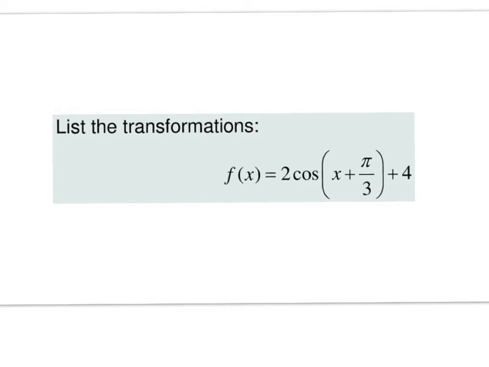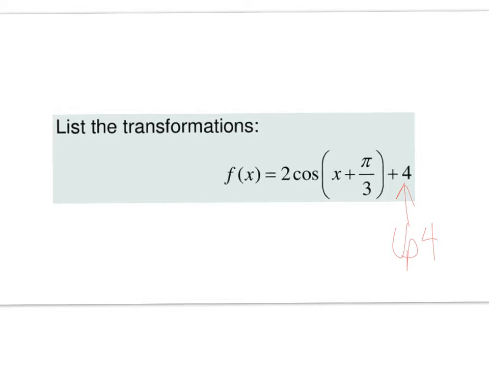Okay? Pi is just a number, alright? So just treat it like any other number. But here's one that has 3 transformations. Take a look at it and see if you can identify all 3. Alright, Nolan, what's one of the transformations? It's going to go up 4. Alright, what tells us it's going up 4? Plus 4. Alright, the plus 4, that tells us it's going up 4 units. Okay?